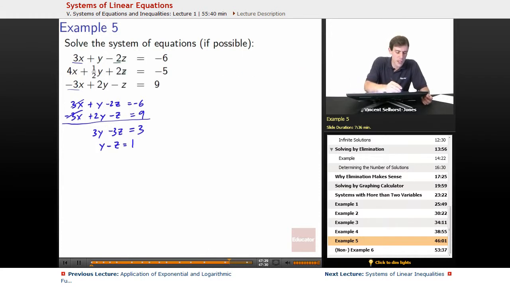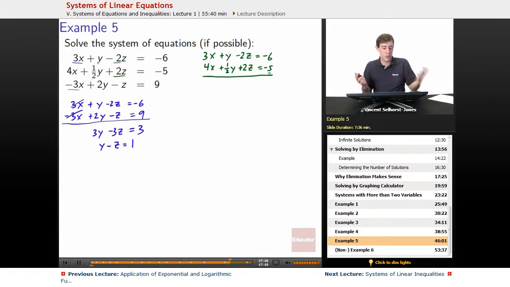And now we also might see, oh hey, there's a negative 2z here, there's a positive 2z here. We can add those ones together as well. 3x plus y minus 2z equals negative 6, and 4x plus 1/2 y plus 2z equals negative 5. Now, if you wanted to, you could have previously gone to substitution once you had y minus z equals 1, but I decided to start with elimination because I saw these things that could cancel out easily. 3x plus 4x, 7x, plus 1/2 plus 1 becomes 3/2 y. Negative 6 plus negative 5 equals negative 11.